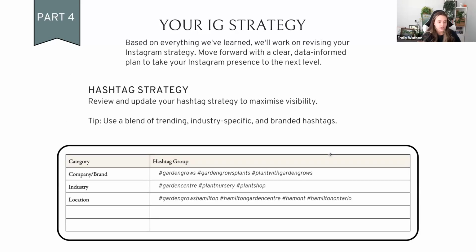Next, we're going to take a look at your hashtag strategy. Review and update your hashtag strategy to maximize visibility. It's best to use a blend of trending, industry-specific, and branded hashtags. I recommend making a list and organizing them by category. It's not to say that you have to use these hashtags every single time, but when you are creating a post, it's helpful to have certain categories to pull from.